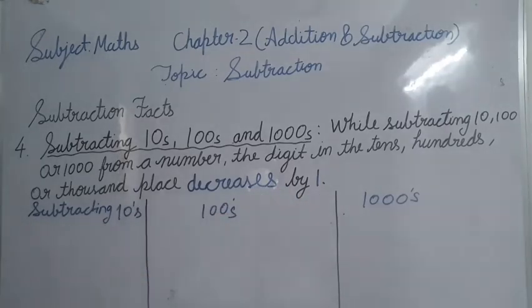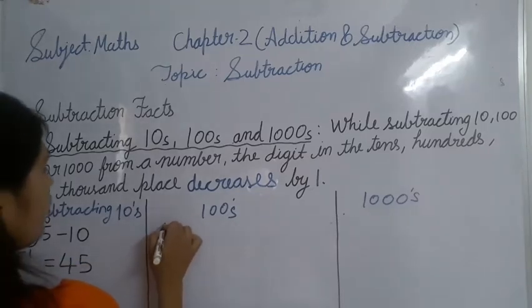So let's take an example. If I am writing here subtracting tens, so 55 minus 10. Yes, this is ones place, tens place. So we are subtracting 10, so no need to do anything else. Only on the tens place we have to decrease the digit by 1. So what will come here? 45. Clear? If I am subtracting 100, what will happen?